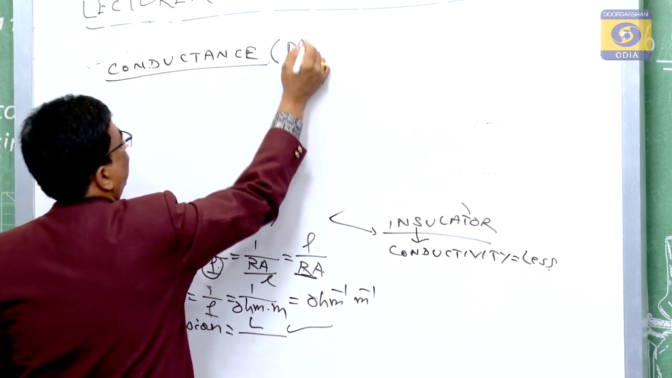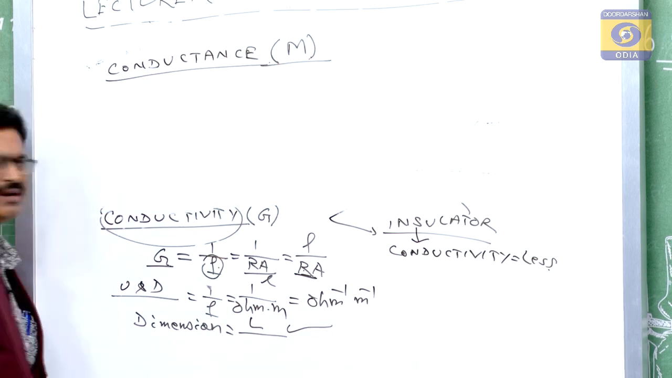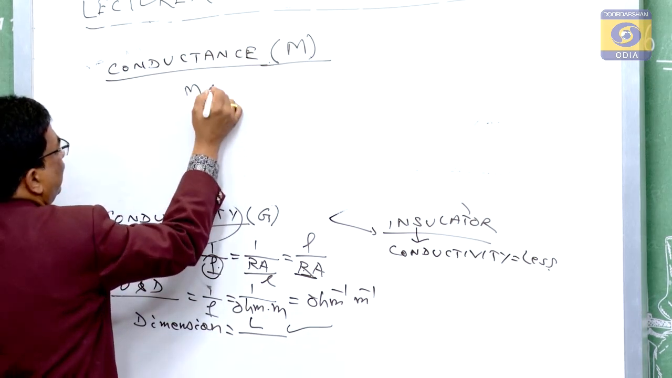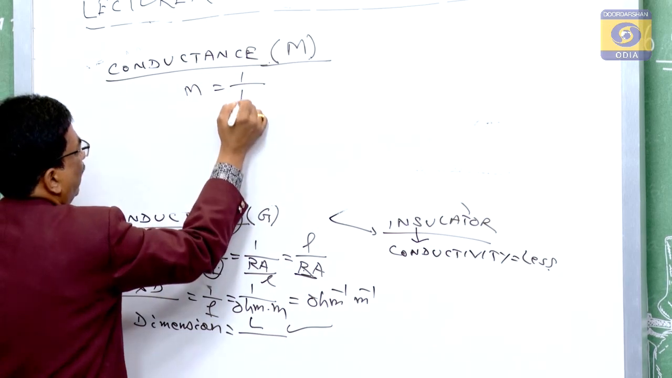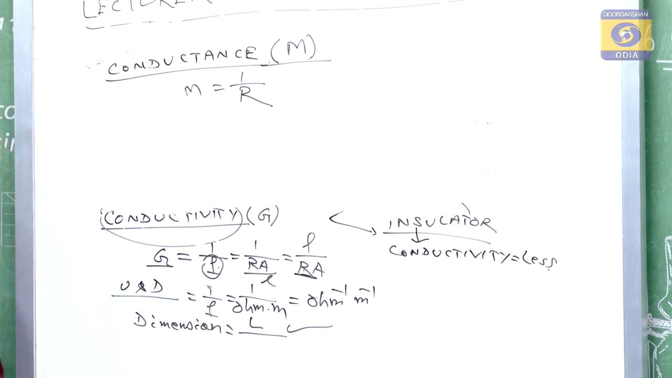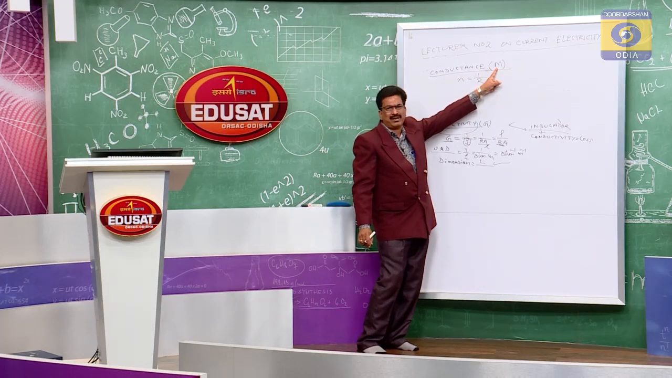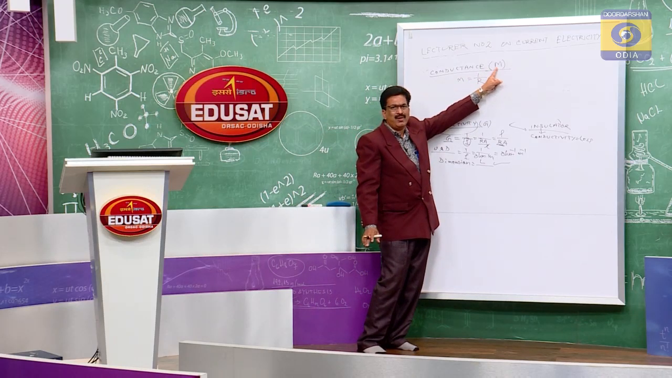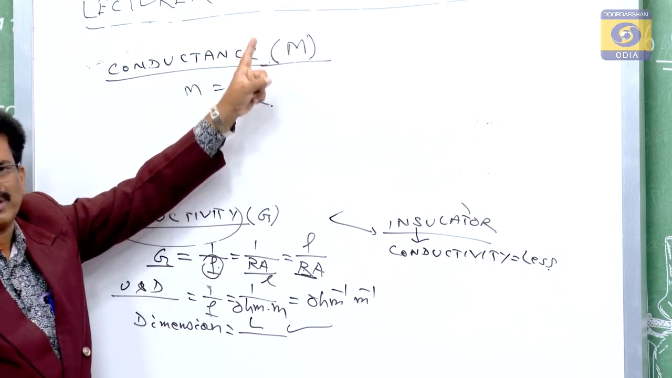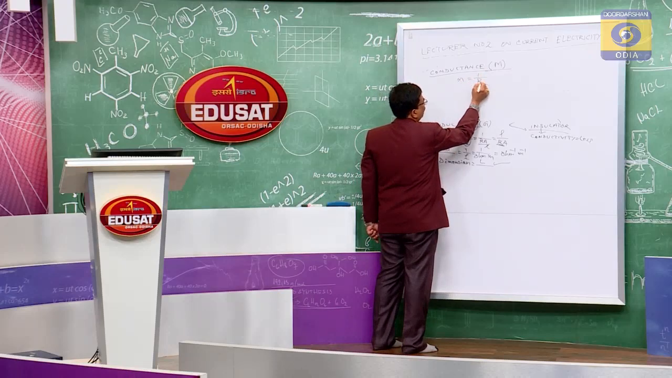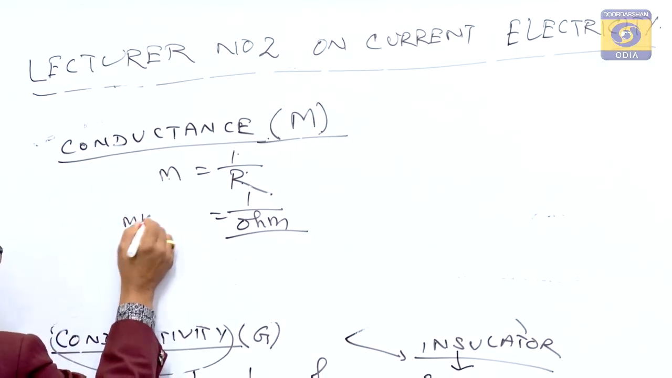Suppose we write here the symbol M, conductance. Conductance is defined as the reciprocal of the resistance. The symbol does not matter, whatever symbol you write, but the pronunciation should be the same as the original one. So, M is equals to 1 by R, and the unit of R is ohm.